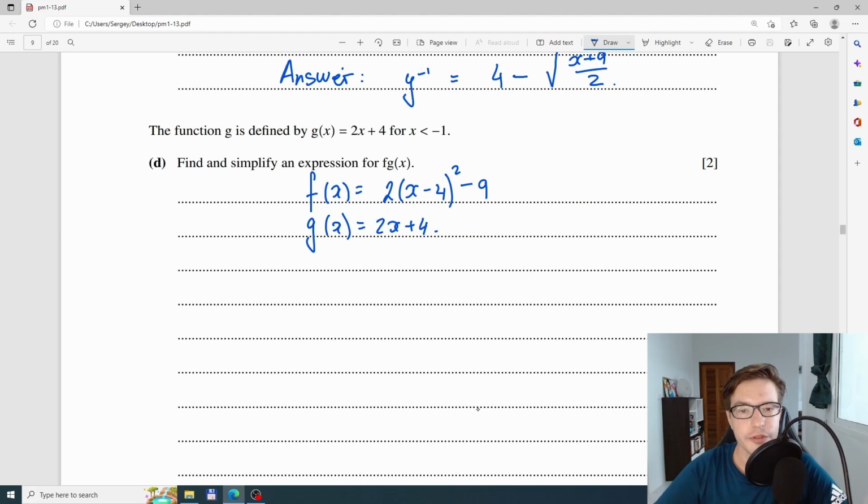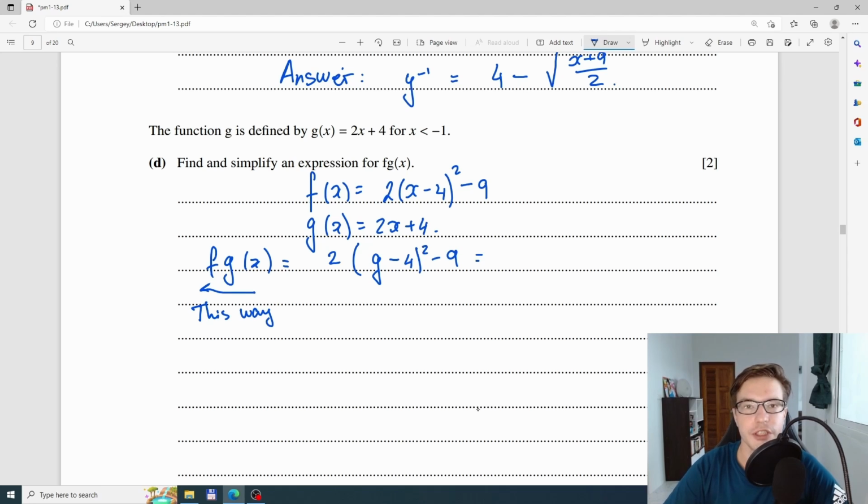Okay, this question is about composite functions. We're looking for f of g of x. And we have to read the composition from right to left. So that means g goes into f. So first, just to make it a bit easier to understand, let's replace x with g in f. So it's going to look like this: 2 times (g minus 4) squared minus 9.